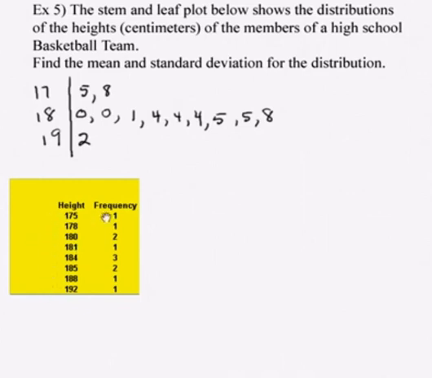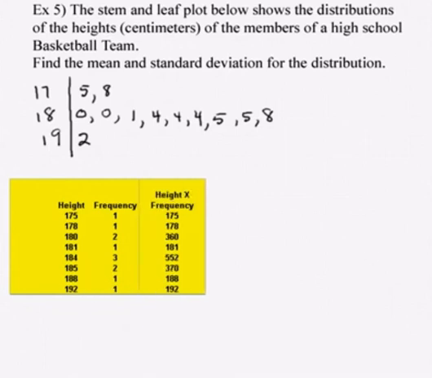So there is one person at the height of 175 centimeters, one person at a height of 178, two people at a height of 180, one person at a height of 181, three at a height of 184, two at 185, one at 188, and one at 192.